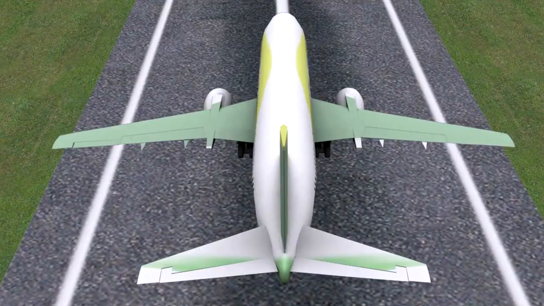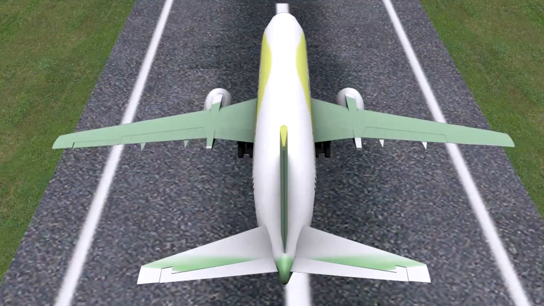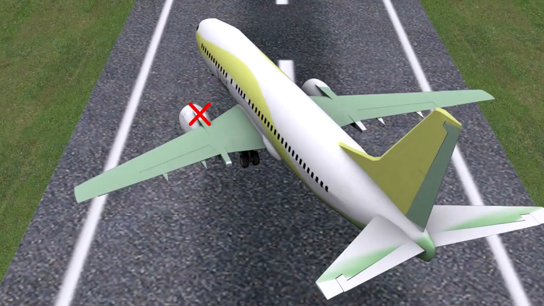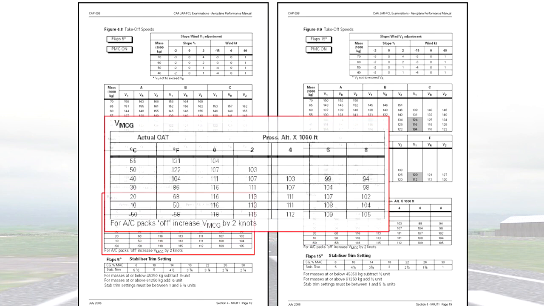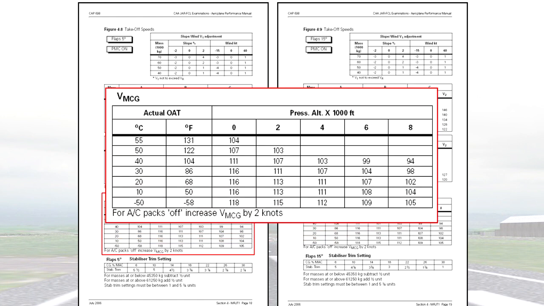The only factor that controls the value of Vmcg is thrust, and since takeoff thrust is more or less constant, then the only variable on the amount of takeoff thrust generated is air density. The higher the air density, the more thrust can be generated, and therefore the more yaw that is generated when the engine fails. Therefore, the flow over the rudder must be faster to make the rudder effective enough to counteract the yaw. The effect of air density on Vmcg can be seen by looking at the second table from the bottom on pages 18 and 19 of section 4 in CAP 698.